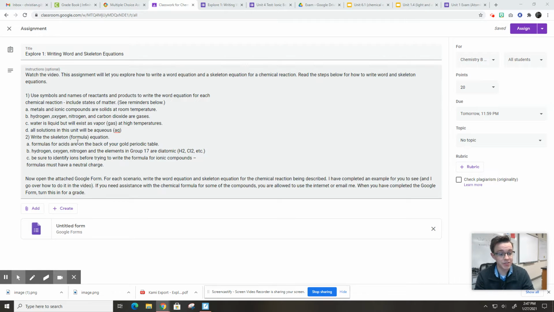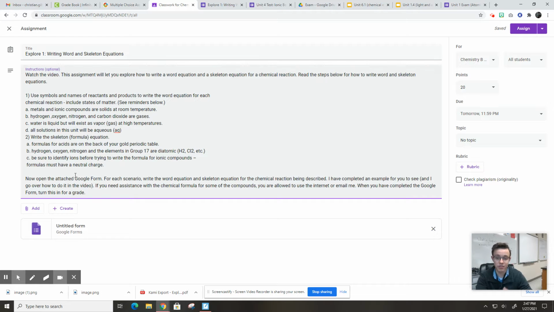And a couple tips for writing skeleton equations. It says formulas for acids are on the back of your periodic table. That doesn't apply to you guys, I'll take that out. Hydrogen, oxygen, and nitrogen and elements in group 17 are all what's called diatomic, meaning when they're on their own, there's always two of them. And it says be sure to identify ions before trying to write the formula for ionic compounds. So what you learned last unit with going from a name to a formula is going to be really important here for ionic compounds. Now it says open the attached Google form, and I give you a series of scenarios. For each one, you're going to write the word equation and the skeleton equation.